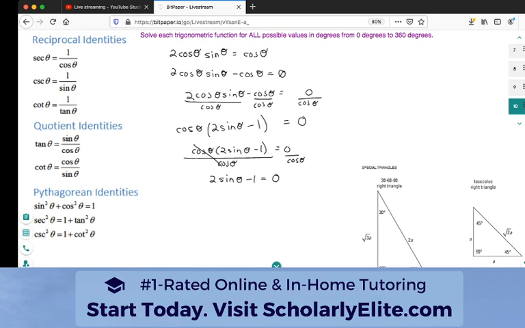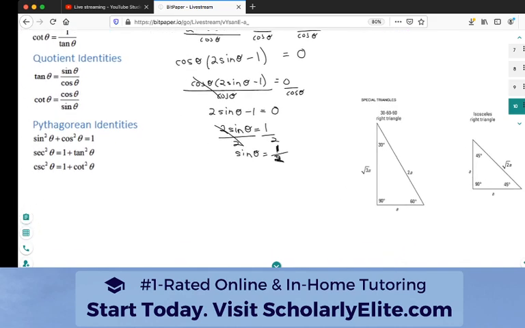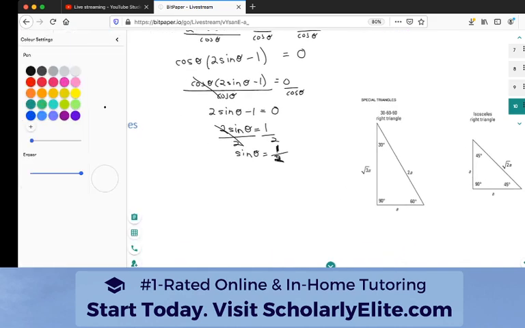So, from this point, we can now go ahead and complete the algebraic portion of this question, which is just moving stuff over and dividing. Wonderful. So, all that's left for us to do now is solve for which angles within the range of 0 to 360 degrees are equal to a half.